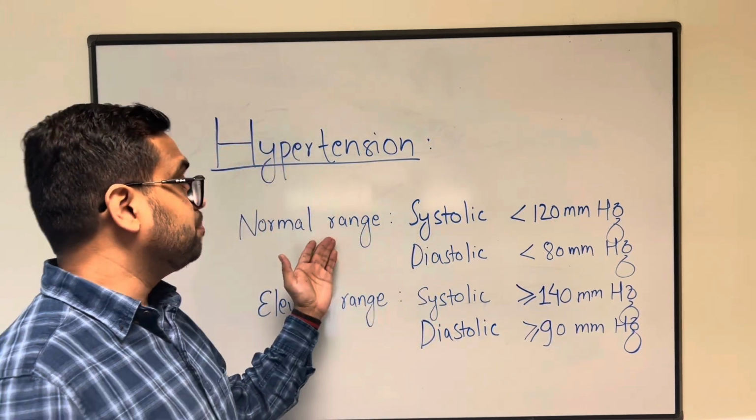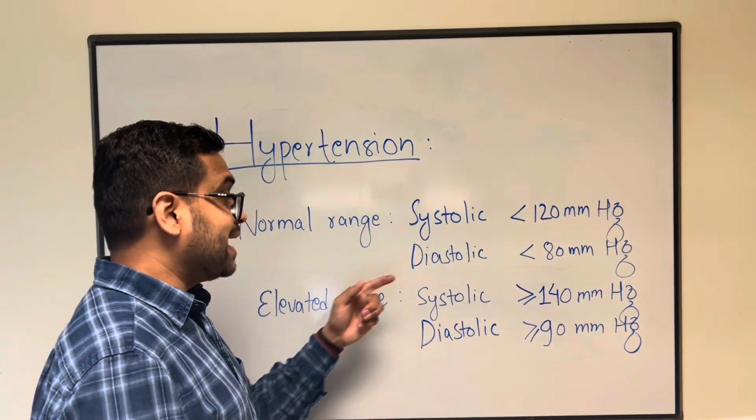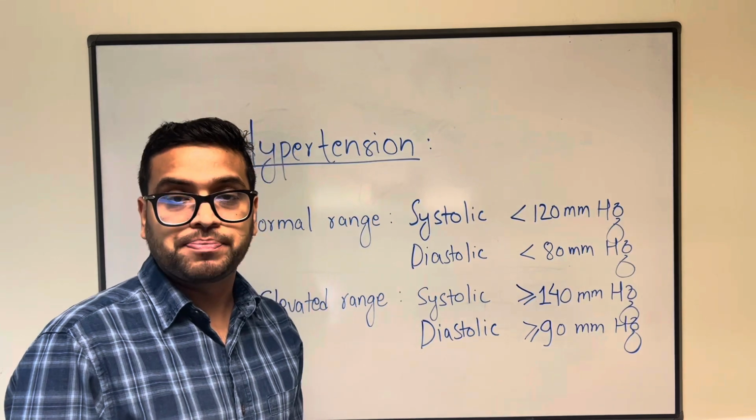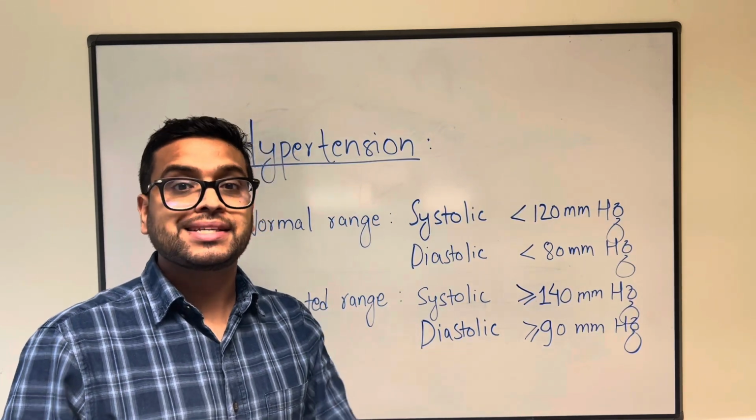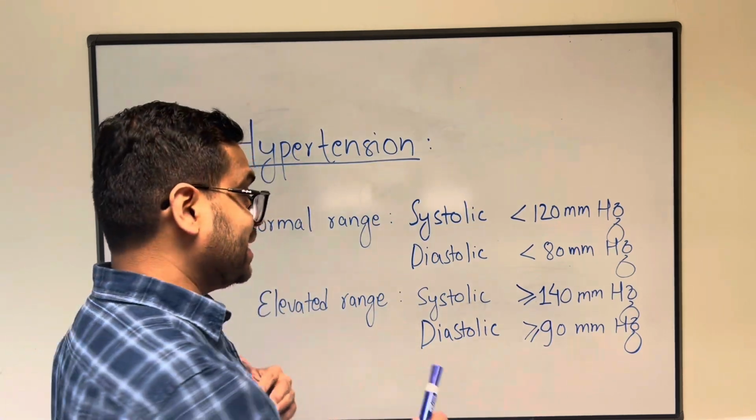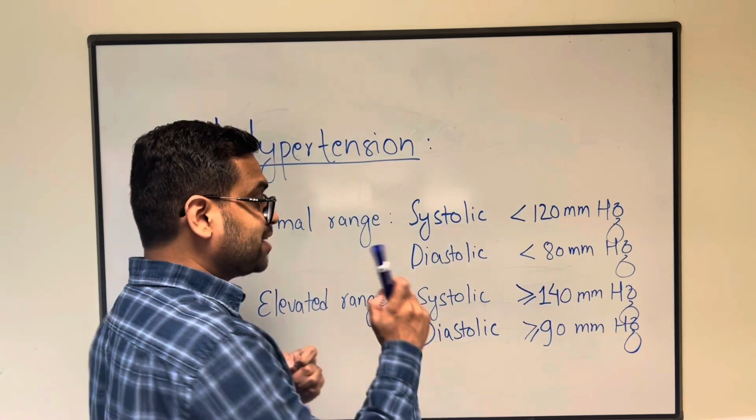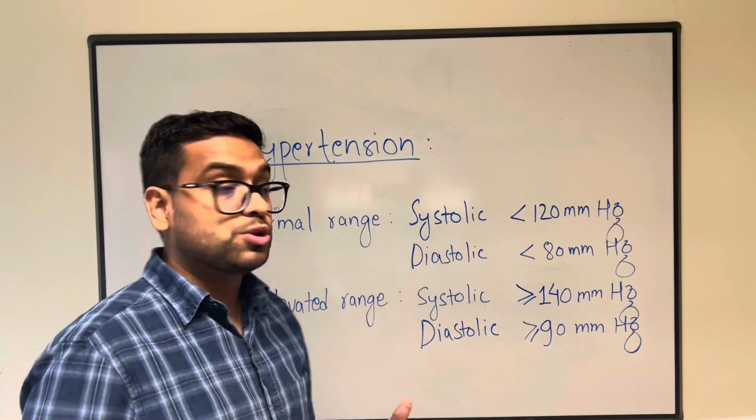So the normal blood pressure range for the systolic is less than 120 mmHg and diastolic is less than 80 mmHg. World Health Organization defines hypertension or high blood pressure as the condition when somebody has systolic blood pressure of more than 140 mmHg and diastolic blood pressure of more than or equal to 90 mmHg.